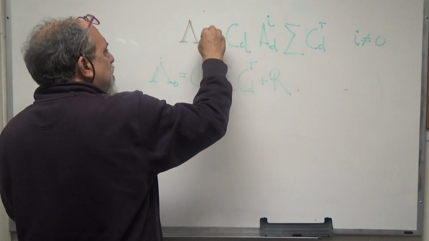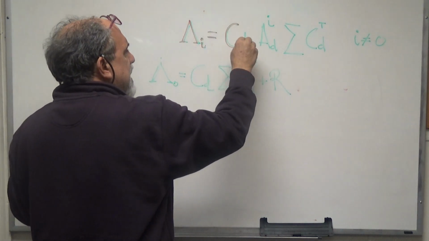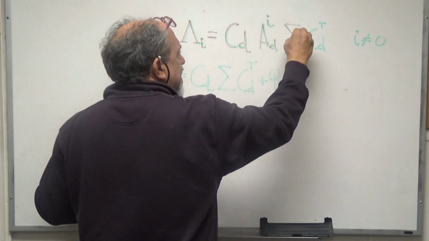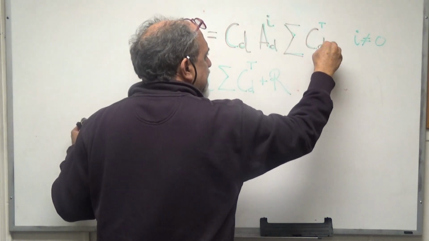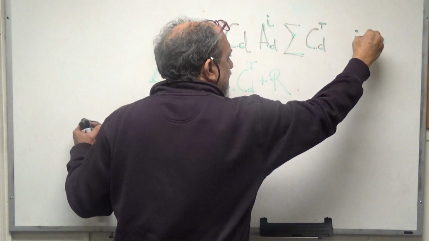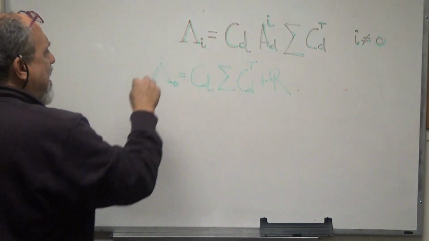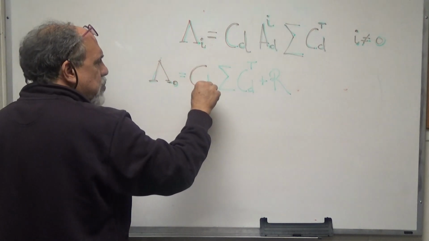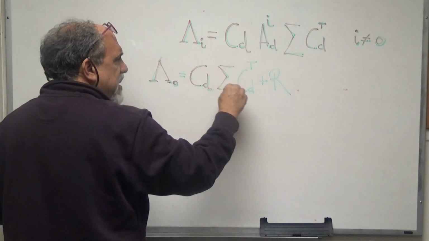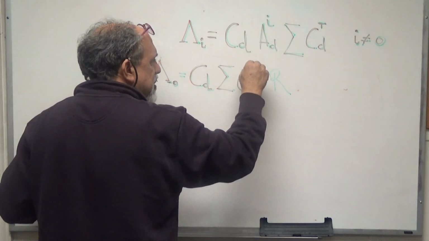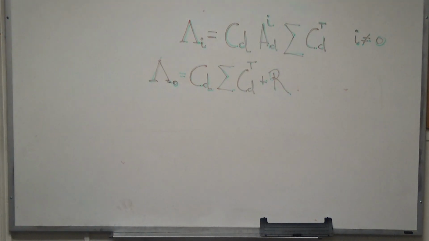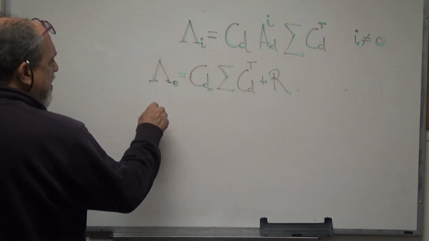The covariance function of the output is given by CD, AD to the I, covariance of the state, CD transpose, provided that I is not zero. The covariance of the output for zero lag, that is with itself, is CD, covariance of the state, CD transpose, plus R, which is the covariance of the noise. Okay?